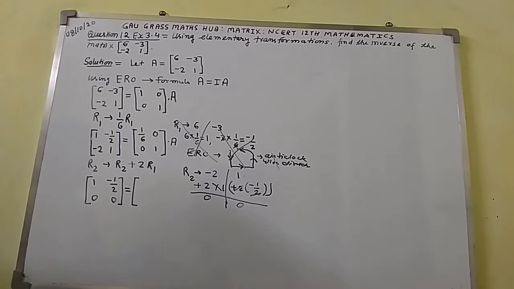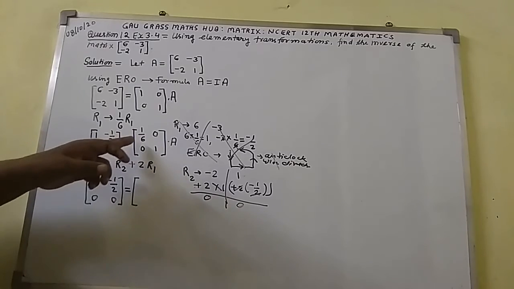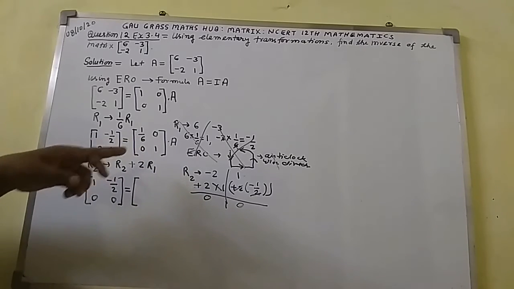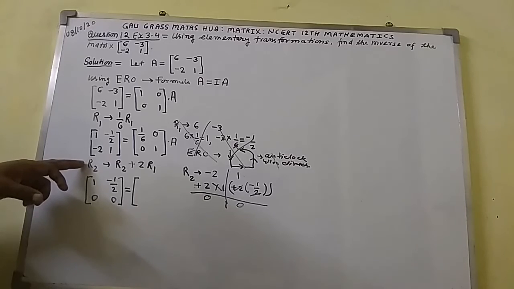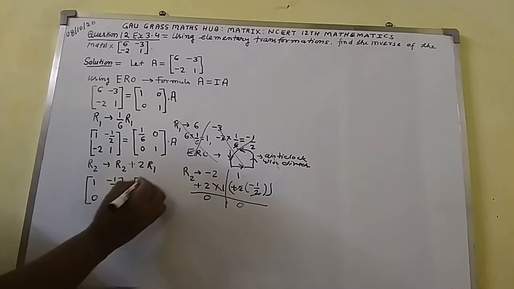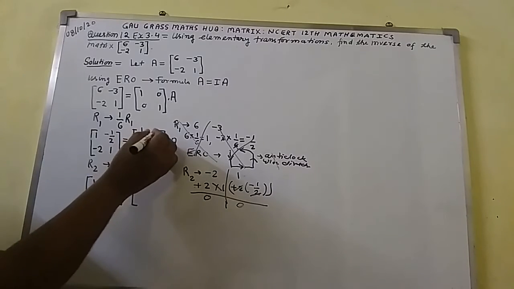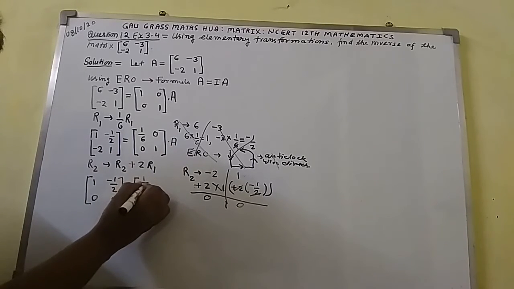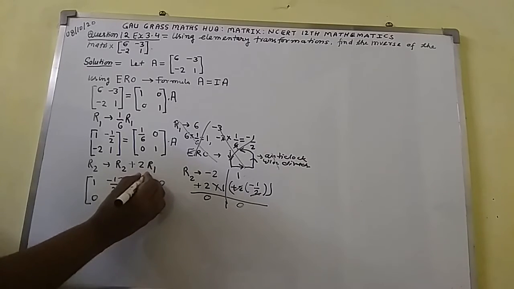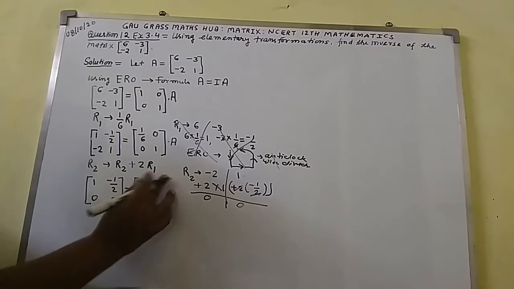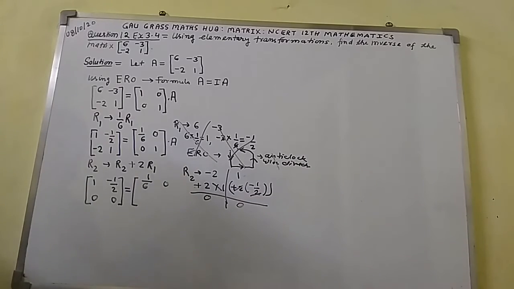So here you can see R1. The elements of R1 will have no effect because the property is related to R2 only. The changes will occur only in the elements of R2. There will be no change in the elements of R1 here. So the elements of R1 will be written as they are. So 1 over 6 will be written as 1 over 6, and here I should write 0. This is 1 over 6, this is 1 over 6 I have written, and this is 0.